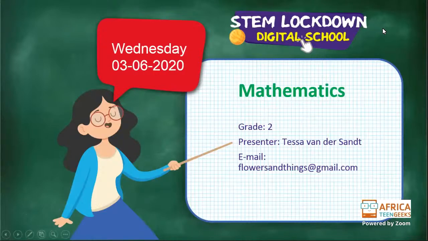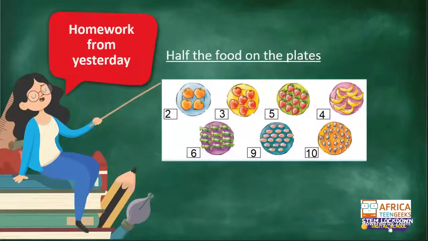Now let's get started with our maths. You had to halve the food on the plates. You had to count it, and the half of 4 on the first plate is 2. The answer for the second one is the half of 6 is 3. The half of the 10 strawberries is 5. And 8 bananas, the half of 8 is 4. There we have 12 sweeties, and the half of 12 is 6. 9 is the half of 18, and 10 is the half of 20.